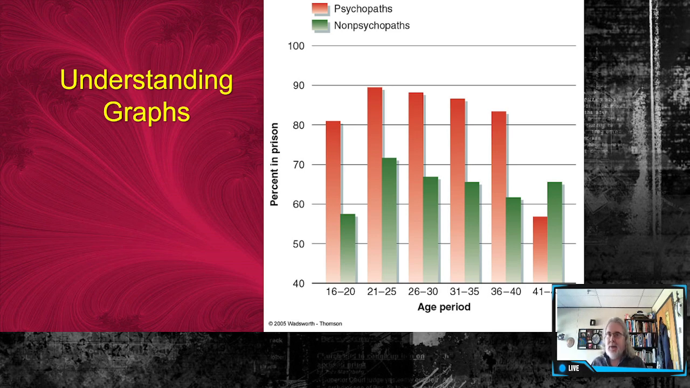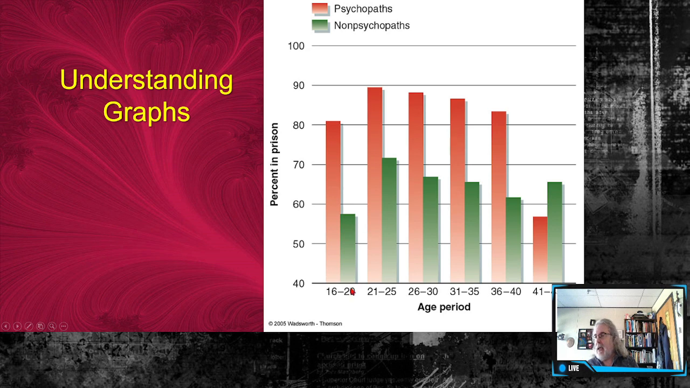Our final graph is what's called a grouped bar graph. A grouped bar graph represents related sets of data. So each set of data is graphed separately but on the same graph. So you kind of got two things going on here. First, notice that this graph does contain 100% because we're looking at the percentage of people in prison. Well, we're looking at 100% of all the people in prison. What is the percentage of people who are either psychopaths or non-psychopaths?